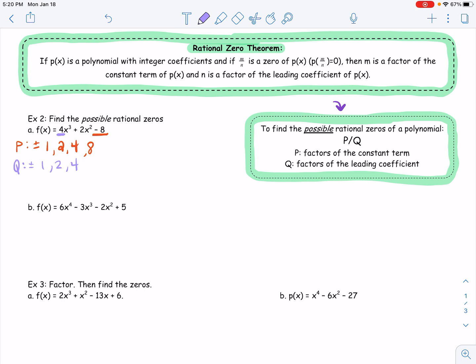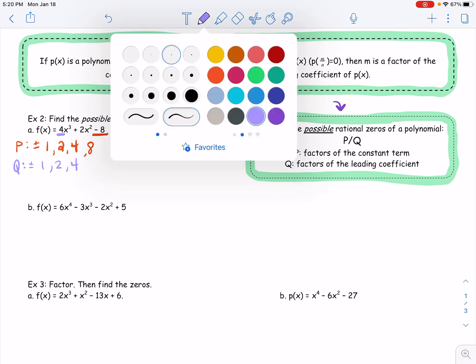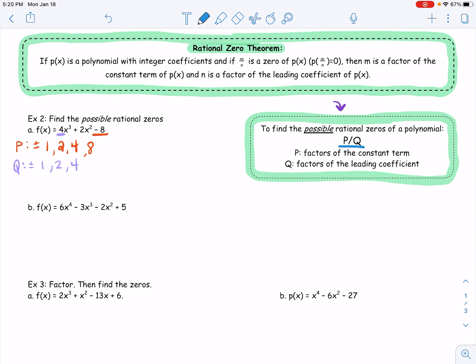What we want is P over Q. All right, we want P over Q. This is our goal here. So here I go making another list. What I like to do here is take all of my P's and write them over Q and just go down the list.